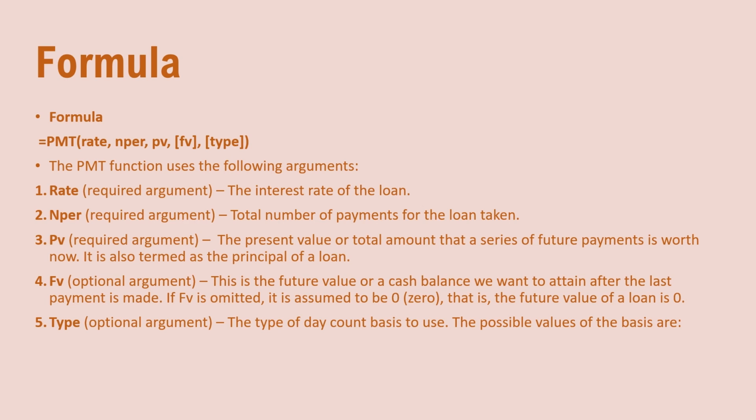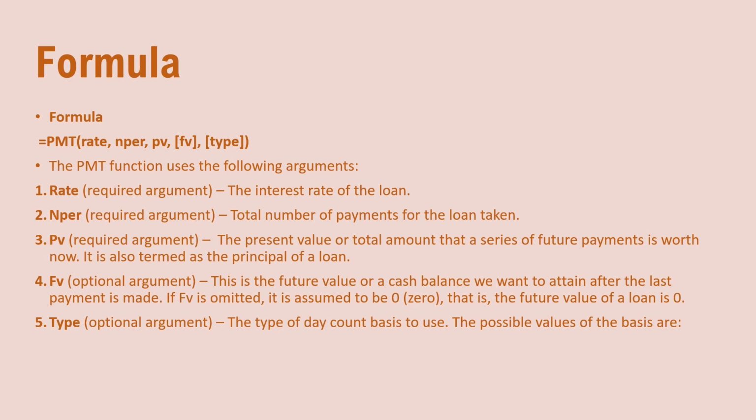The third one, we have PV. That is also a required argument. It is the present value, or total amount that a series of future payments is worth now. It is also termed as the principal of a loan. The fourth one is FV. It is an optional argument. This is the future value, or a cash balance we want to attain after the last payment is made. If FV is omitted, it is assumed to be zero, that is, the future value of a loan is zero.